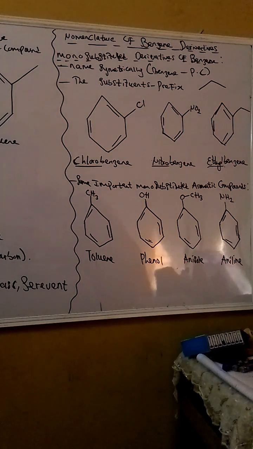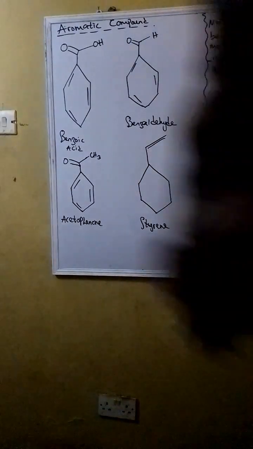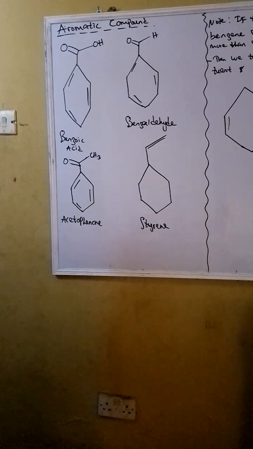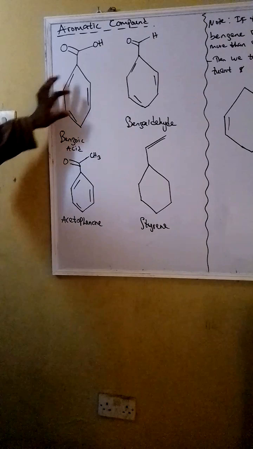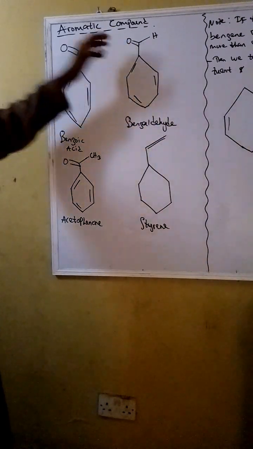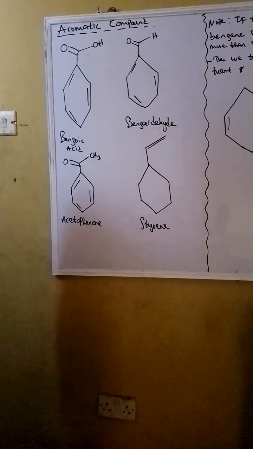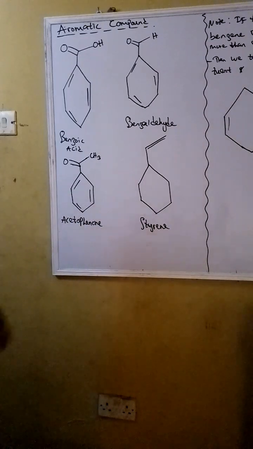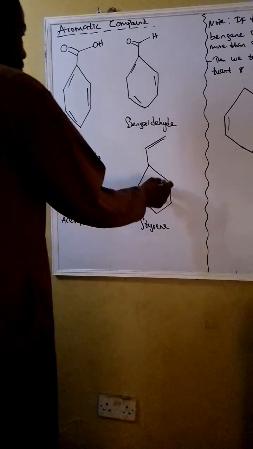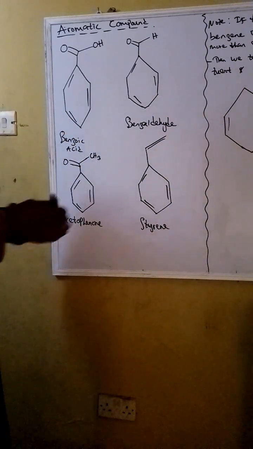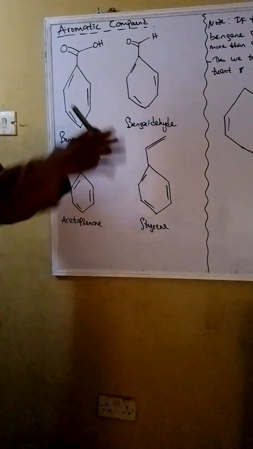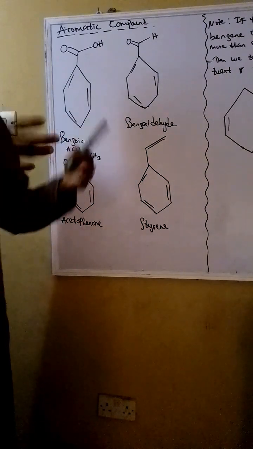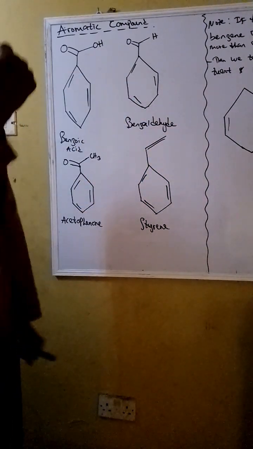Let me draw their structures. All right, so these are some other ones that we're talking about. These are the ones that you still need to know by heart. You have benzoic acid, you have benzaldehyde. Whenever you see the structure, you should know automatically what it is. So you have acetophenone and you have styrene. These are basically the ones that you need to know by heart. Whenever you see the structure, you should know that these are not treated as substituents. They are the main compound structures with names that are important and stand alone.